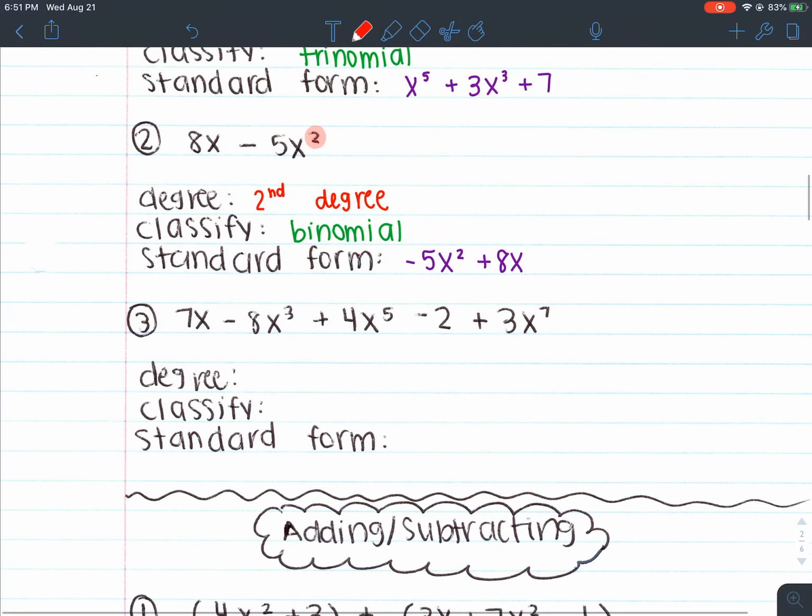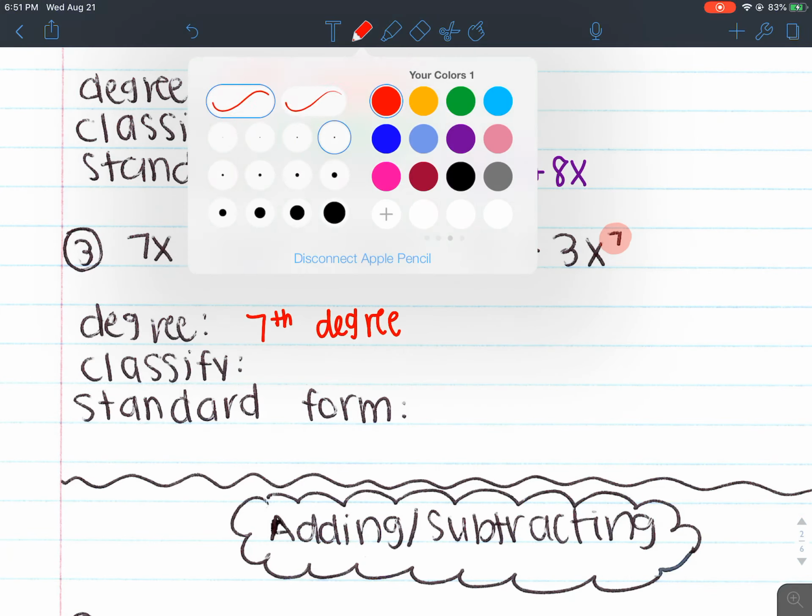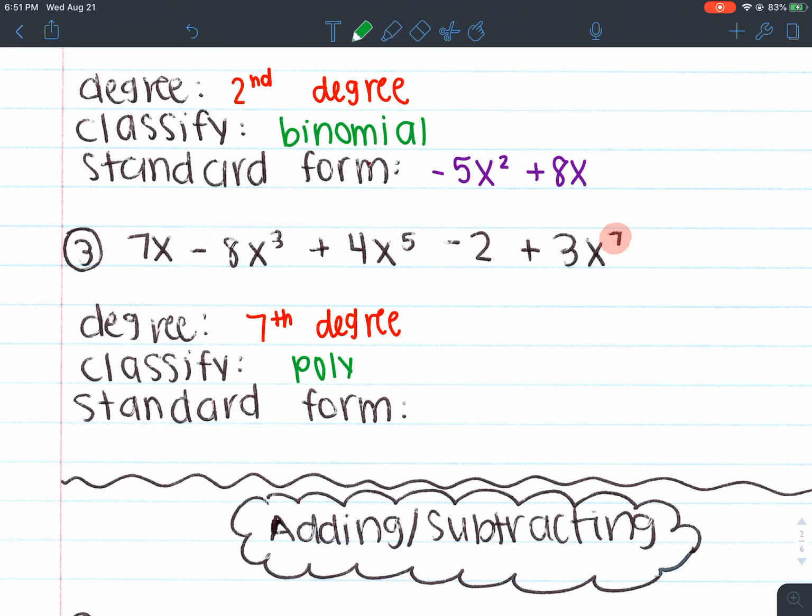All right, next. For number 3, our highest exponent here is a 7. So this is a 7th degree polynomial. And how I would classify it is by how many terms it has. So it has definitely more than 3. So we're just going to call it a general polynomial because it doesn't have a special name for it. Only polynomials that have 1, 2, or 3 terms have special names.